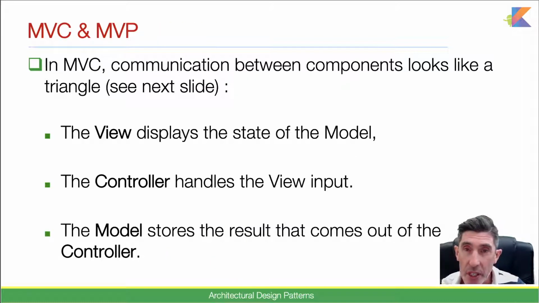So in MVC, communication between components looks like a triangle. And again, I'll show you a little diagram next. In general terms, the view displays the state of the model, the controller handles the view input, and the model stores the result that comes out of the controller. So in the Android world, if we work from the ground up, the model would have represented the data you're trying to show, which then would have been displayed in the view.